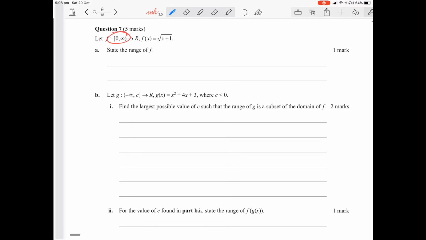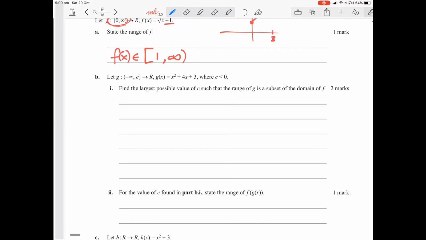Okay, don't forget to look at the domain. So here, state the range of f. So it is a square root graph. It's only from 0 to infinity. So if we put 0 into that, we get root 1, which is 1. Another good number is 3. If I put 3 into that, I'm going to get 2. So we know it's going to go up to infinity. So my range, f of x, is an element of 1 to infinity.